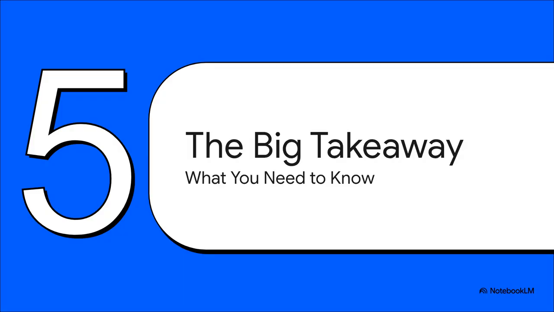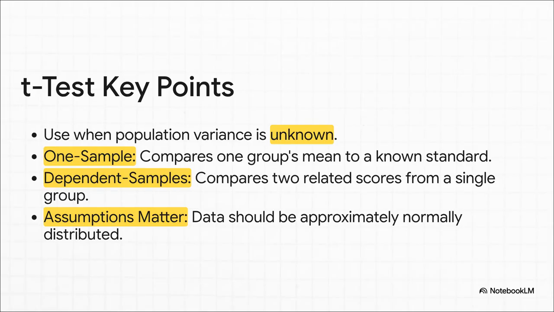All right, so we've just walked through two incredibly useful versions of this test. We've seen how they work around that missing information to find answers, so what's the bottom line here? What's the big takeaway you really need to remember? Okay, here it is in a nutshell. The t-test is your absolute go-to statistical tool whenever that population variance is a mystery. If you're comparing one group to a known standard, you're going to use the one-sample t-test. If you're looking at before and after scores for the same group of people, you'll want the dependent samples t-test.